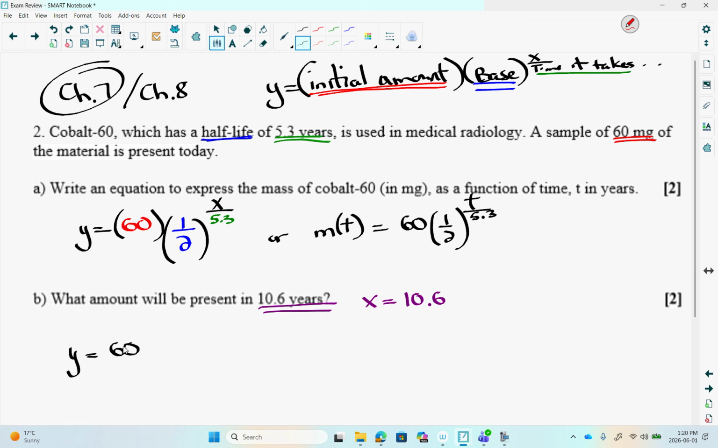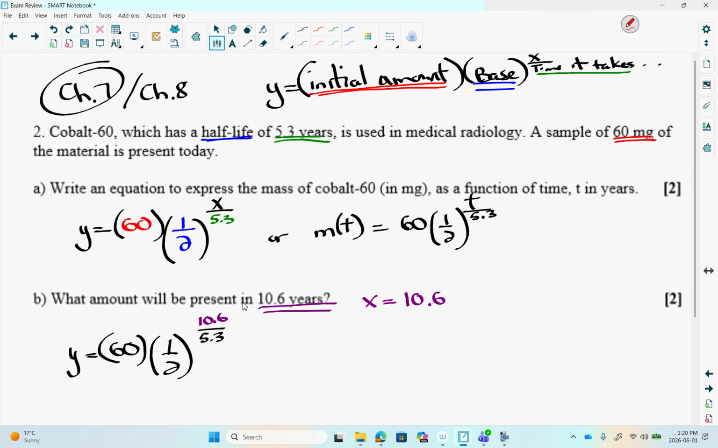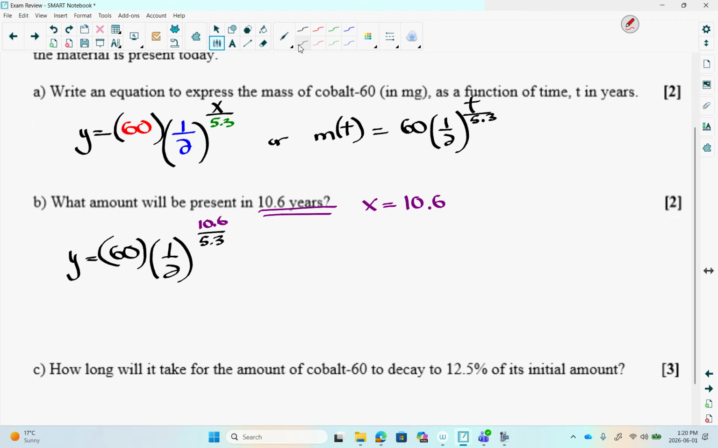Y equals 60 times a half. Those numbers don't change. The 60, the 1/2, and the 5.3. I'll put the 10.6 in here. Is it okay for me to do this? Am I okay to say 60 times a half is 30, 10.6 divided by 5.3 is 2? Does that make sense? Looks like it does. Can't, why not? Yeah, I can't multiply the 60 by the 1/2 before doing the exponent. So I end up with 60 times a half, 10.6 divided by 5.3 is 2.